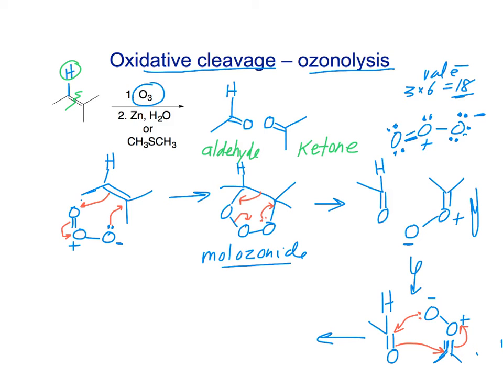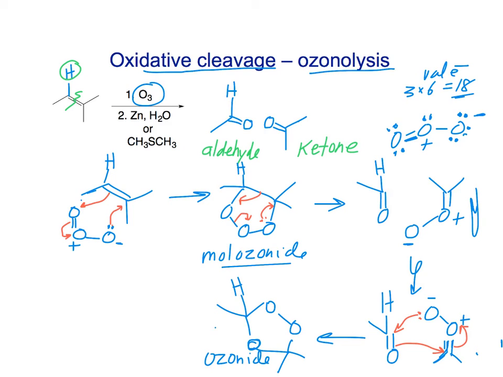This forms a new ring that now has two oxygens on one side and the other oxygen on the other side. This is called the ozonide.